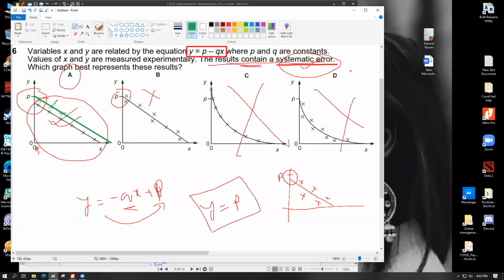Is graph B having random error? Yes, graph B has random error, but no systematic error. That's how we can describe graph B. Okay, I'm moving on from this question.